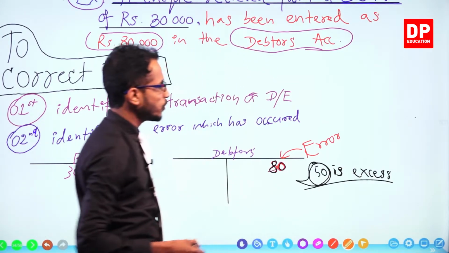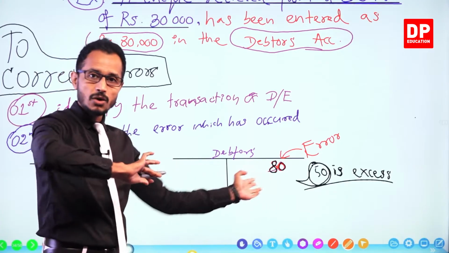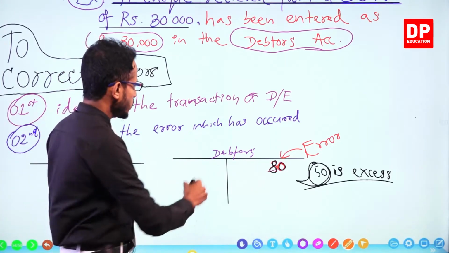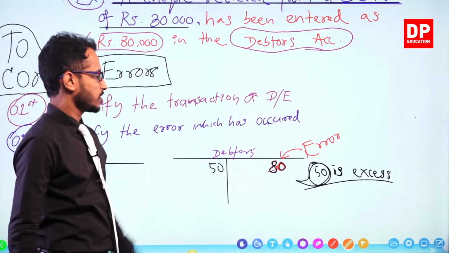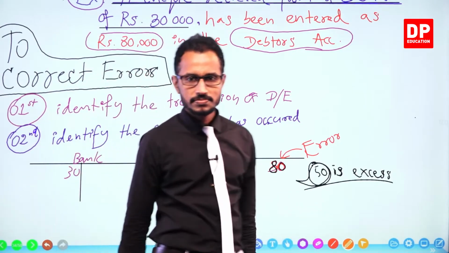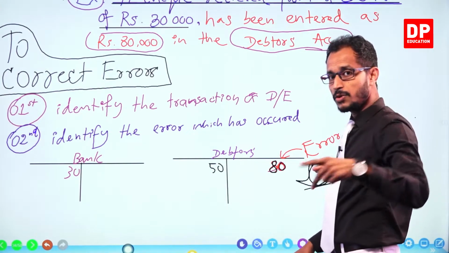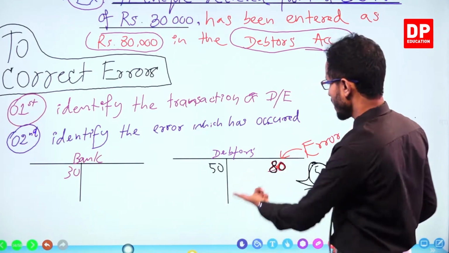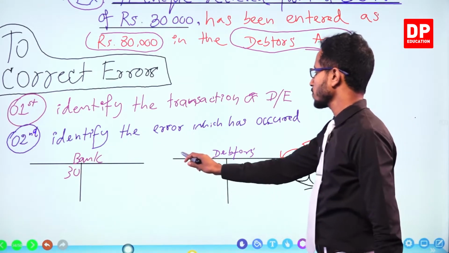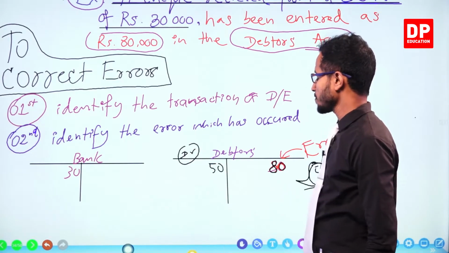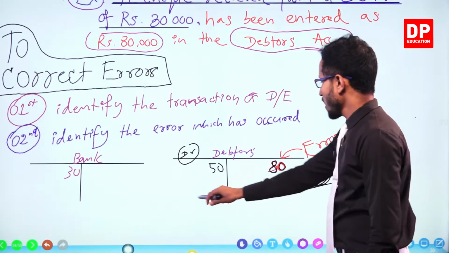So what do you do to take out 50 from the credit side? You should take out 50. You debit 50. That's it. So you figured out the error and you corrected the error with one entry, 50,000 debit to the debtors account. That is one entry.